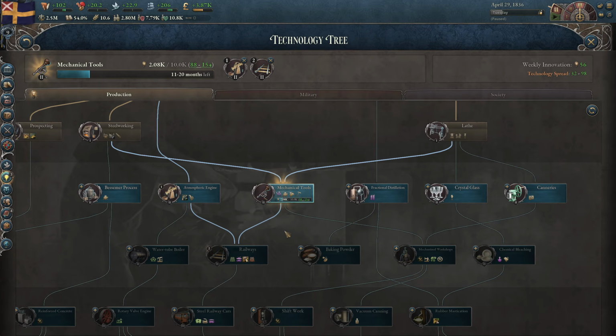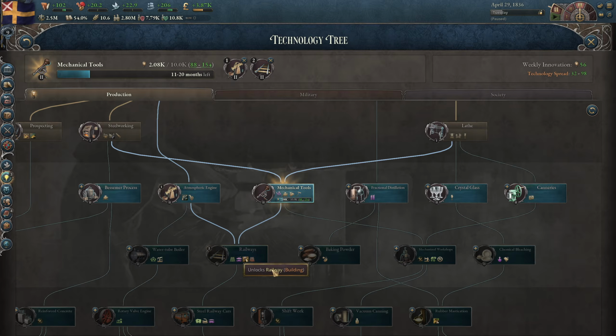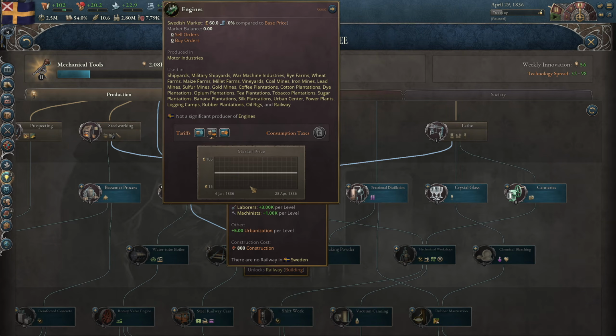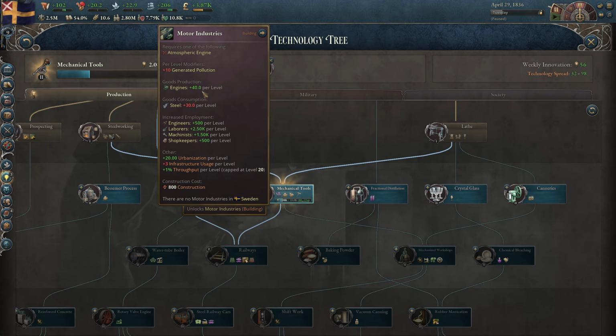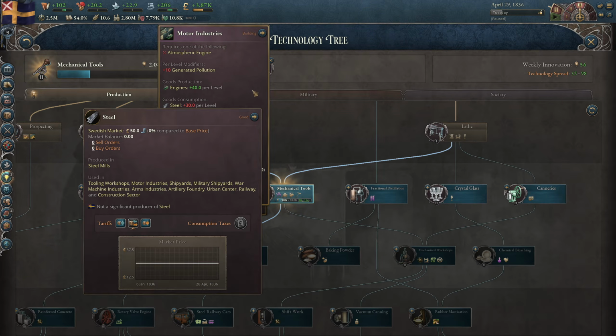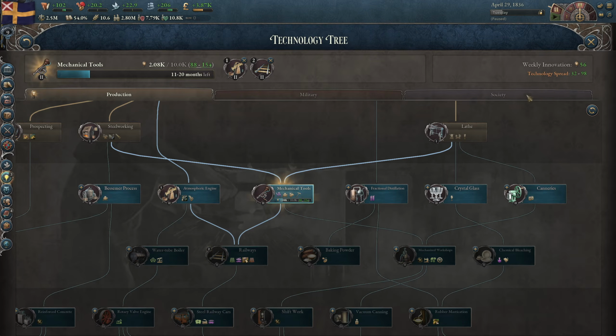As we saw over here, we want the railway building. We need coal and engines for it, and we get engines from the motor industries. But the motor industries need steel. So that is an industrial chain that we need to set up. We can do that right now.